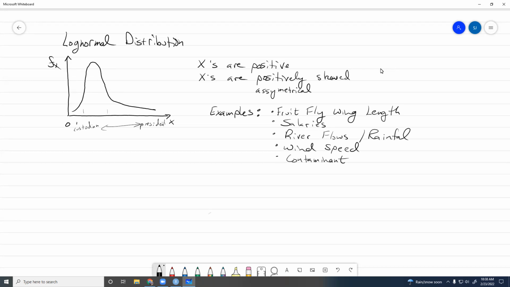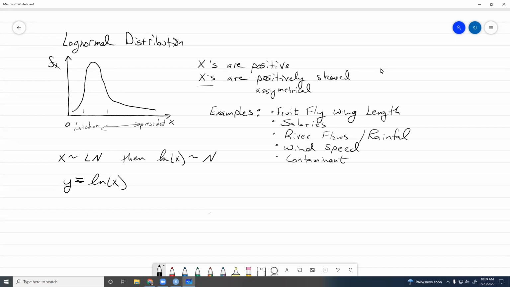So let's talk about some more properties of the log normal distribution. If X follows a log normal distribution, then the natural log of X follows a normal distribution. That's why we call it the log normal distribution. So let's say y is equal to the natural log of X. X is our random variable. X could be rainfall or flow or salaries or something like that. We're going to take the natural log of it.